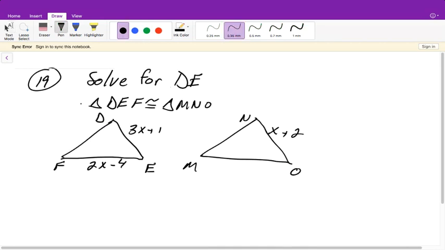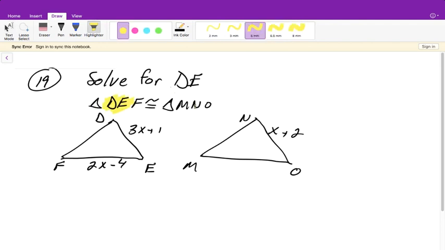All right, this one says solve for DE. So I need to find out what the length of DE is. Before I get started, I'm going to look here and say DE corresponds with MN. So here I know that DE is going to be equal to MN. When I look here, I see there is nothing written for this MN. So I can't actually set 3x plus 1 equal to anything right now because there's nothing written there. But if I look around, I see I have an x written here and an x written here.